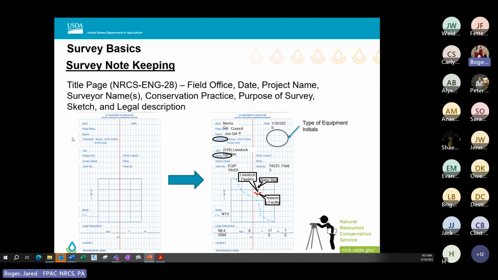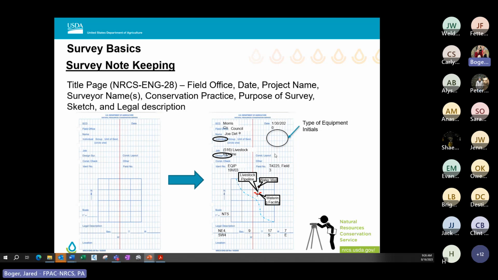So this would be your field office. Your name would be your farmer, an individual, and then also a job, which for this instance is going to be a livestock pipeline. It could be a manure storage, could be a grass waterway. For the identification number, if it's an EQIP project, you could put the contract number. And over here, you want to put your field numbers. It could be your tract number.